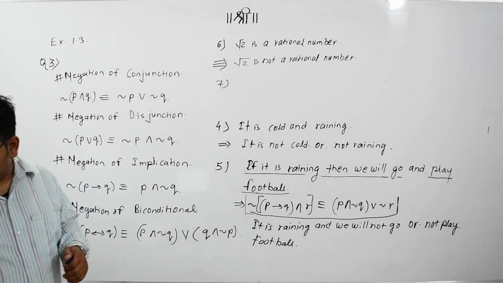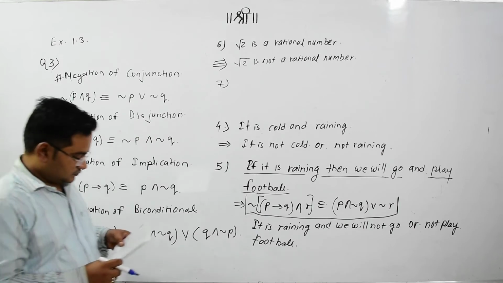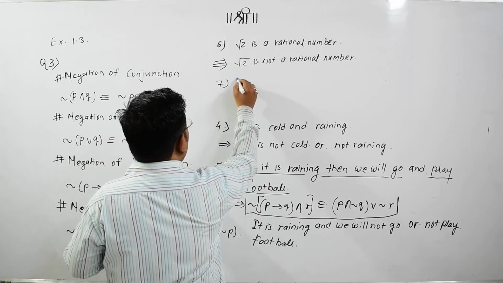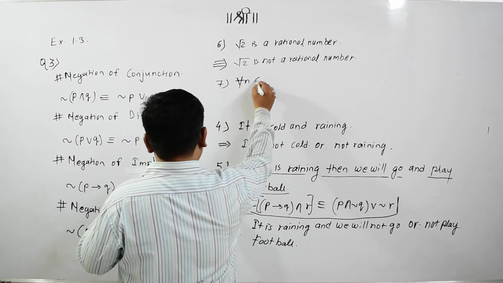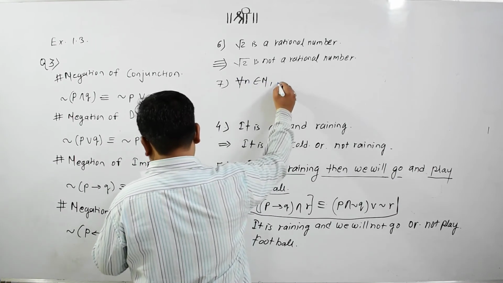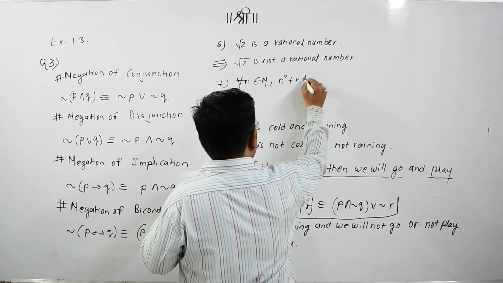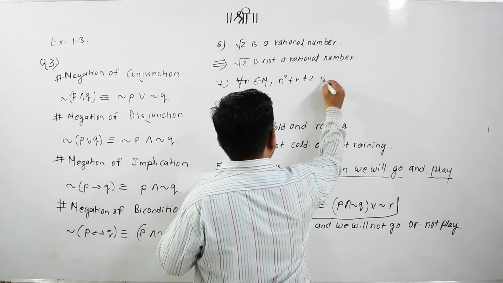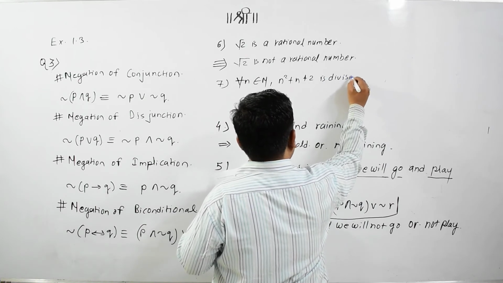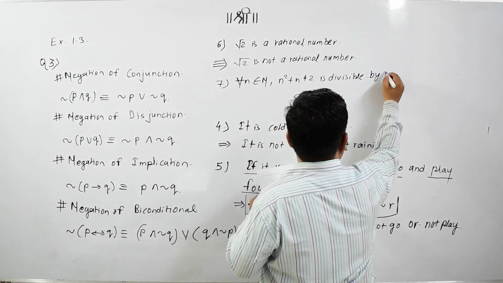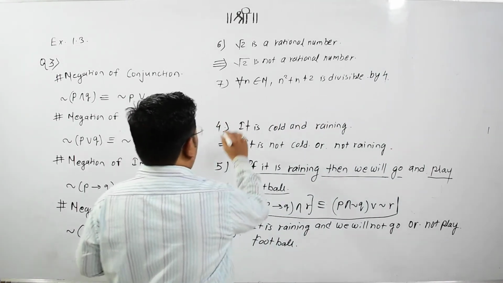Okay. So next question is the seventh one. For all n belongs to natural numbers, n square plus n plus 2 is divisible by 4. Okay, the most important.